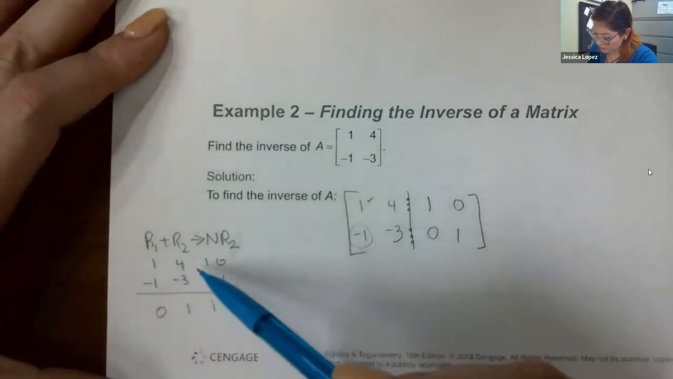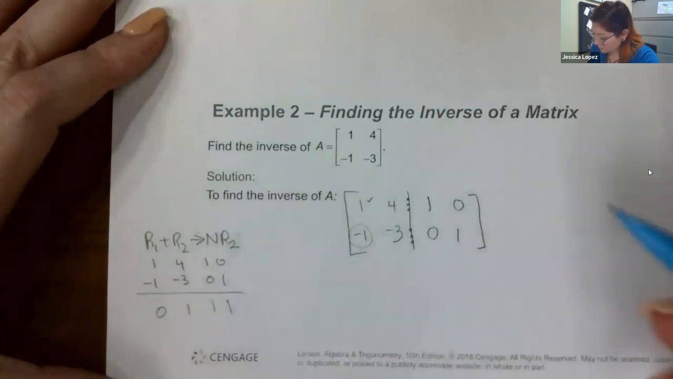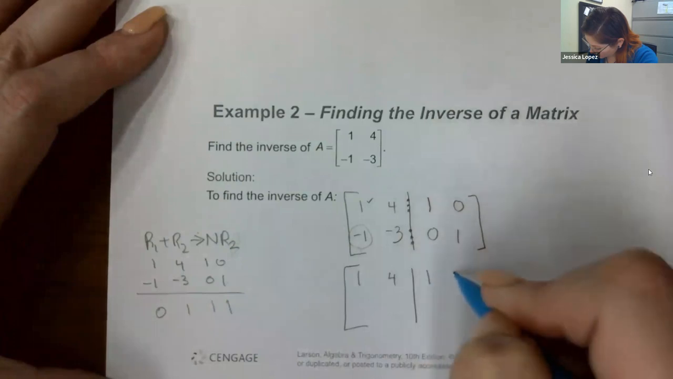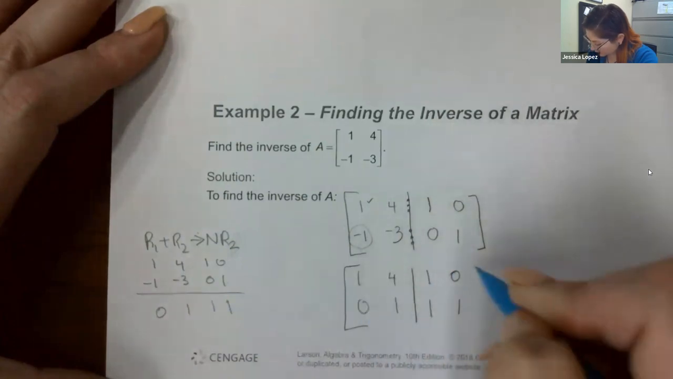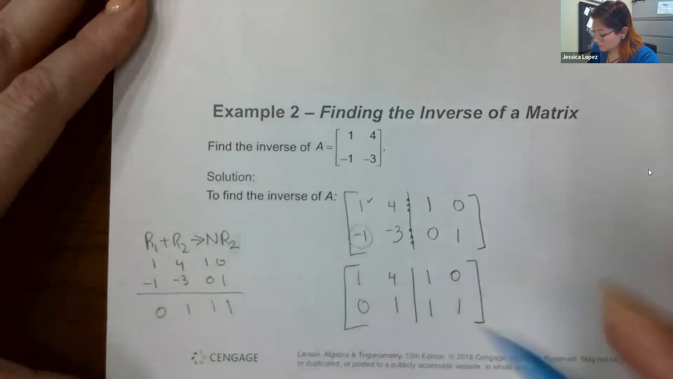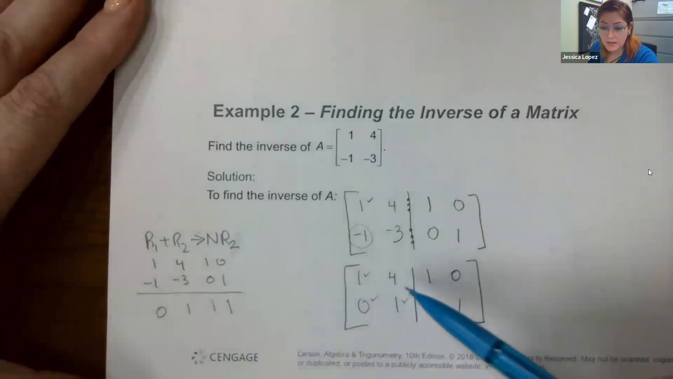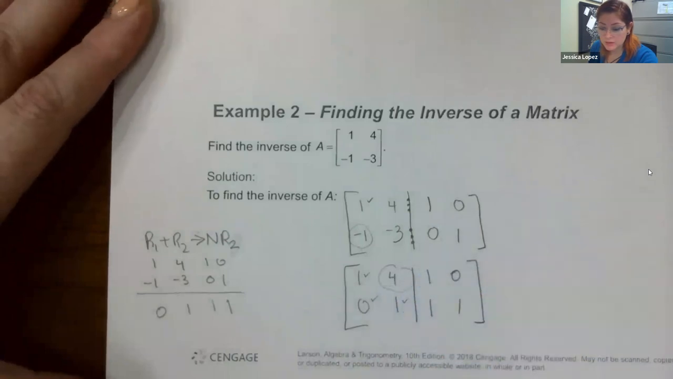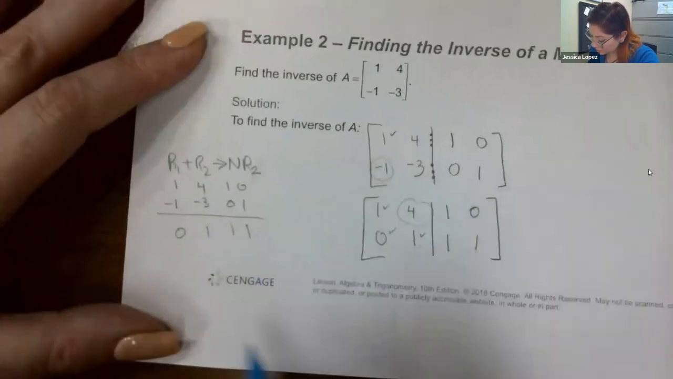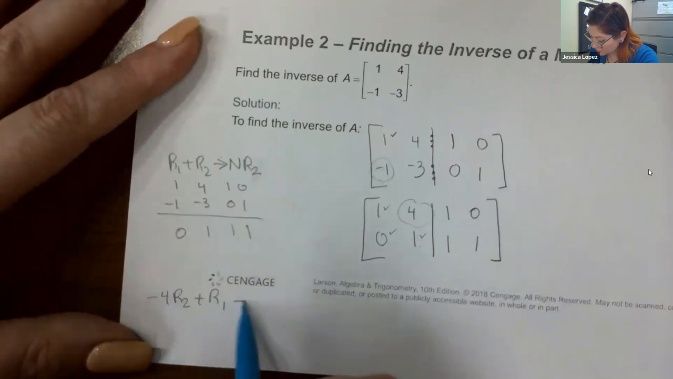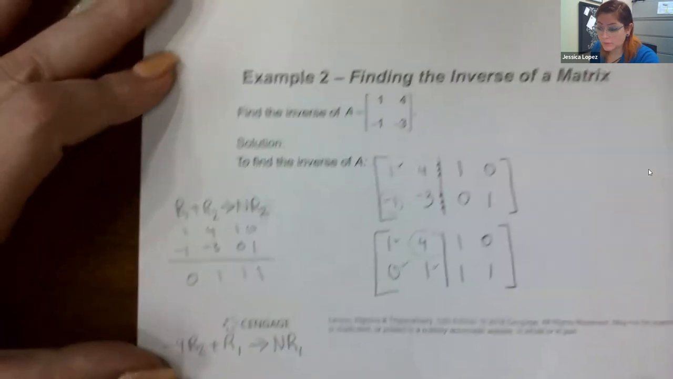And so I end up with 0, 1, 1, 1. Right, when you add these, you get one. When you add those, you get one. So this becomes 1, 4, 1, 0, 0, 1, 1, 1. Then I have the one here that I need as well. So these guys are all set up, ready to go. I just need to turn this one into a zero. And to do that, I'm gonna need a -4. So I'm gonna do, down here, -4 times row two plus row one, so that I could get a new row one with the zero in that spot, okay?